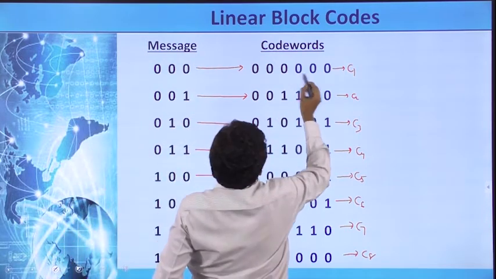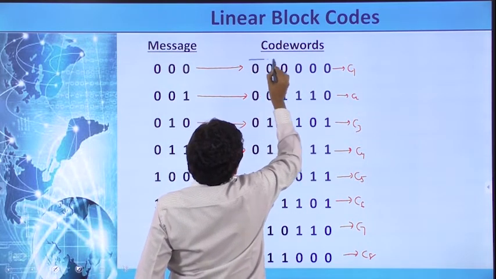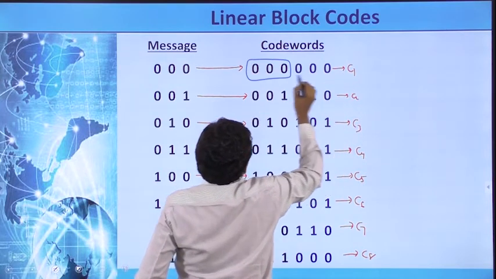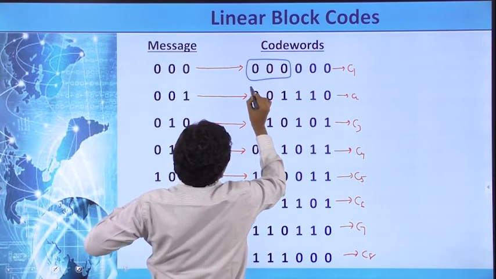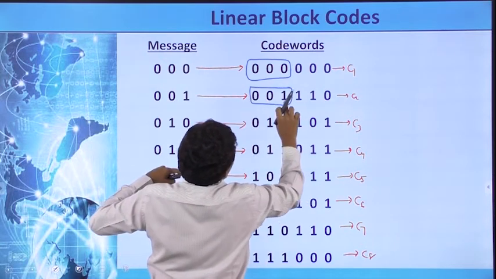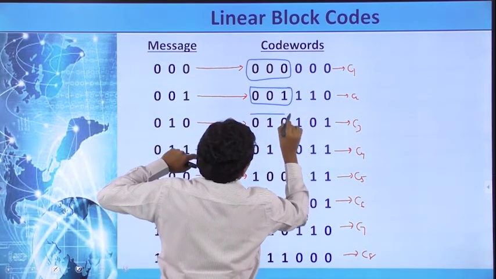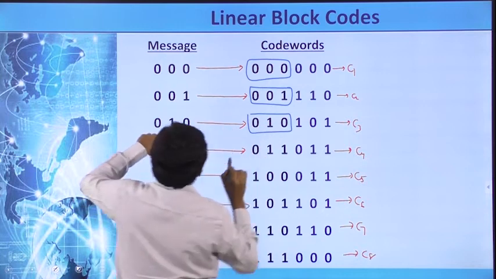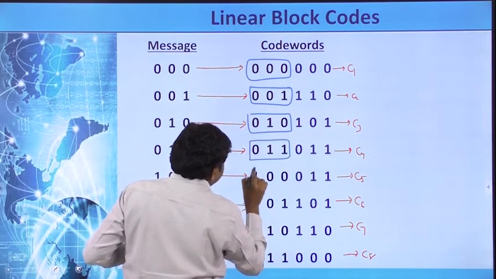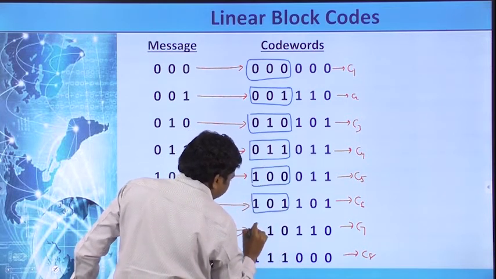So you can see here the first k bits, k equal to 3, the first 3 bits in each one. The first 3 bits in the first code word are 0 0 0, which are nothing but our message bits. Similarly, in the next code word, the first 3 bits are 0 0 1, which are nothing but our message bits. In the next code word, the first 3 bits are 0 1 0, which are nothing but your message bits. Similarly for all the code words.